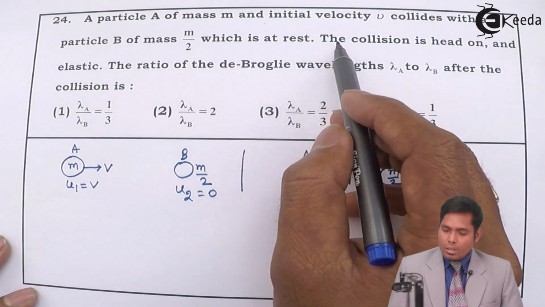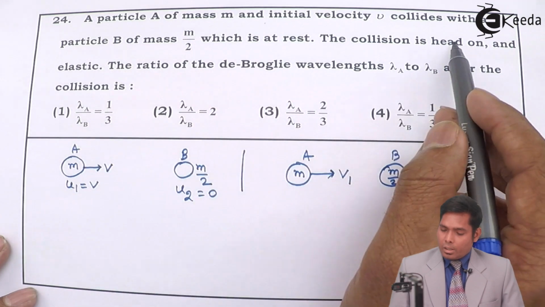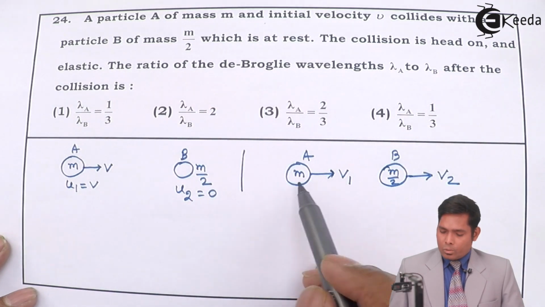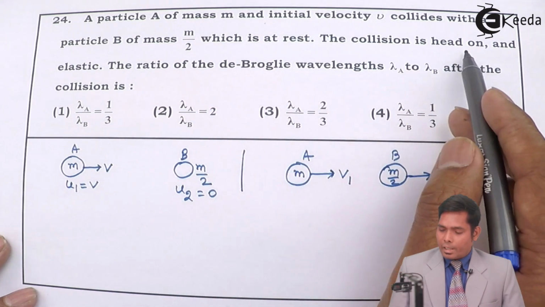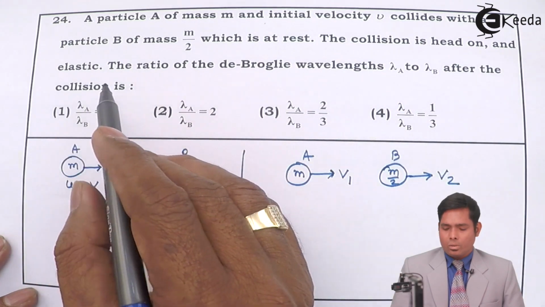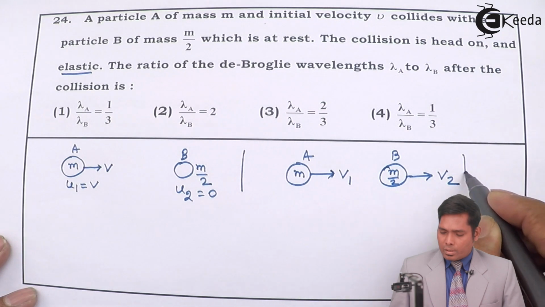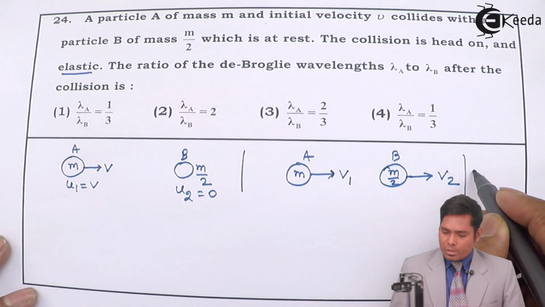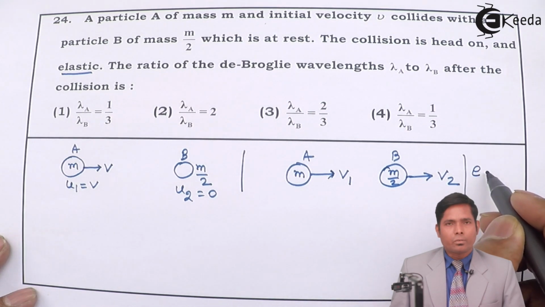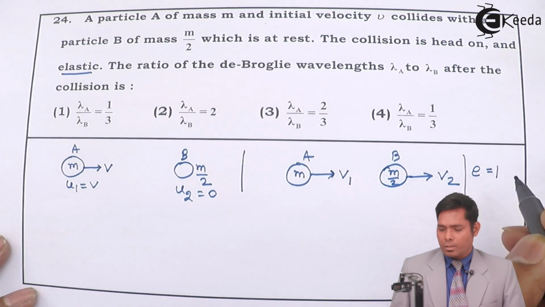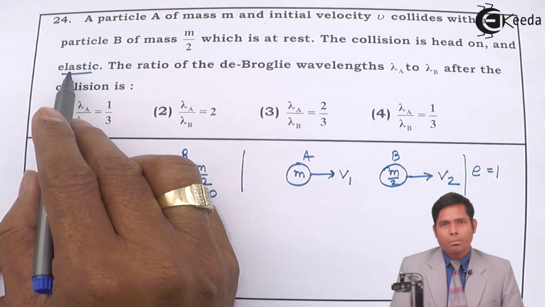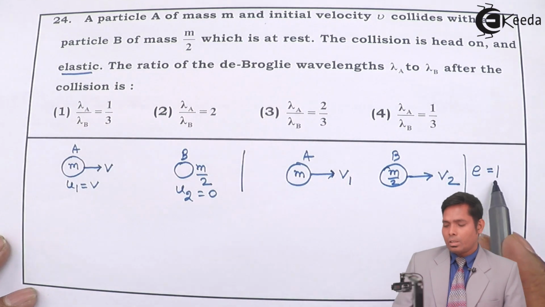Now the question is, what type of collision took place? The collision is head-on and elastic. So from here there is one piece of information: elastic collision. For elastic collision, let me write it here, the coefficient of restitution e is 1. So e equals 1.